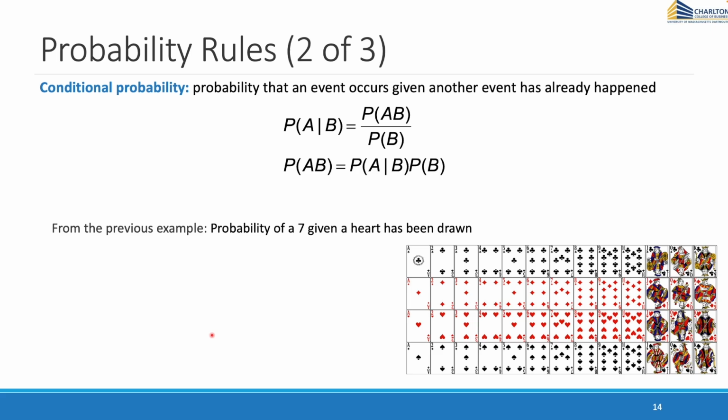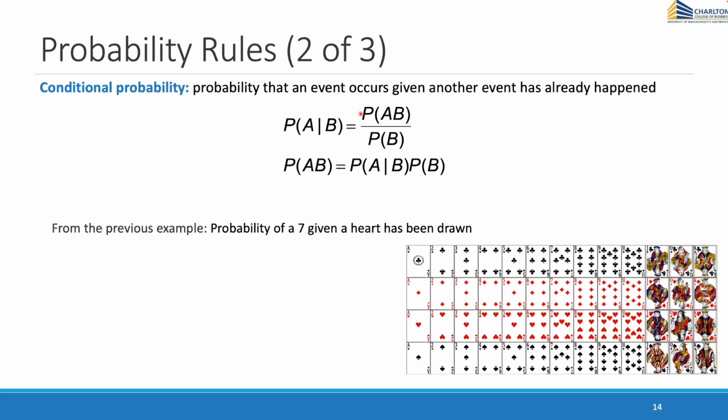Conditional probability. Probability that an event occurs given another event has already happened. We usually use this bar-shaped line to specify the conditional probability, and we read it as follows: probability of A given that B has happened already. So B plays the condition role, and we are basically looking at the probability of A under that condition.